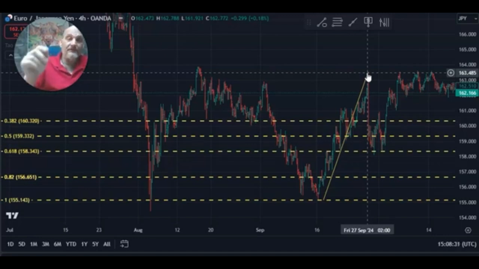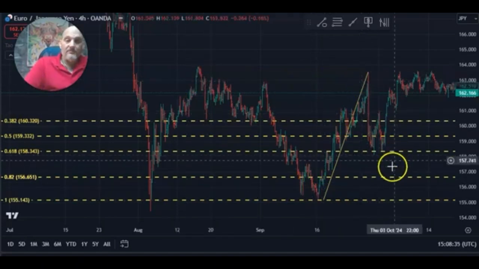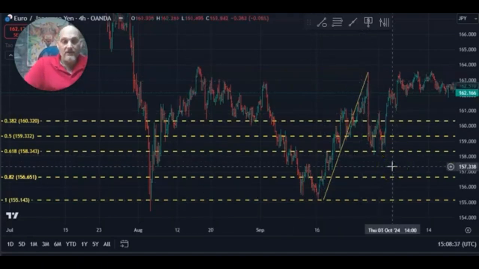But all right, so we found this high. We go to the left. We find the lowest price in between. We draw Fibonacci ratios. 0.618 is a significant retracement point. It's one that I like to use. You could use 0.382 if you wanted to. It's not as good. I like a deeper retracement to work with.